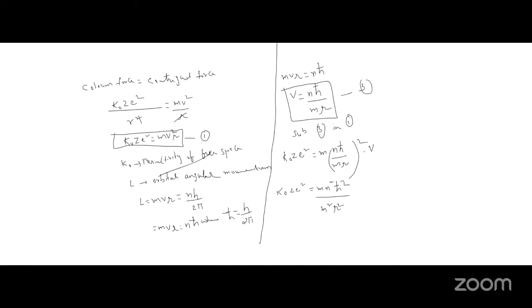So here there is one R also for us. Then what happens? M and this square will cancel, this R and this square will cancel. After that, what are we getting? K naught ZE square is equals to n square h dash square by M times of R. From here, I am writing the R equation.